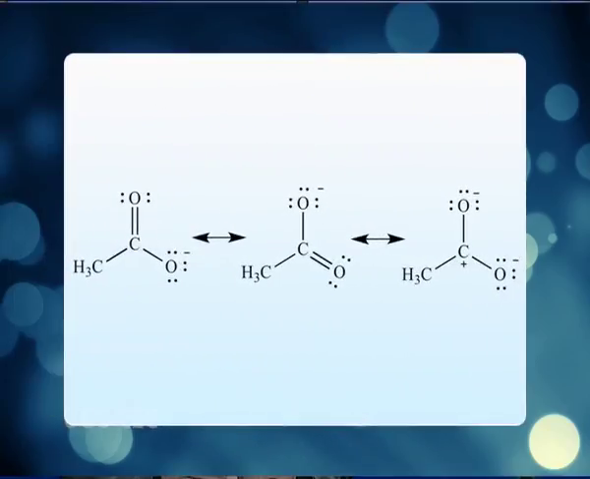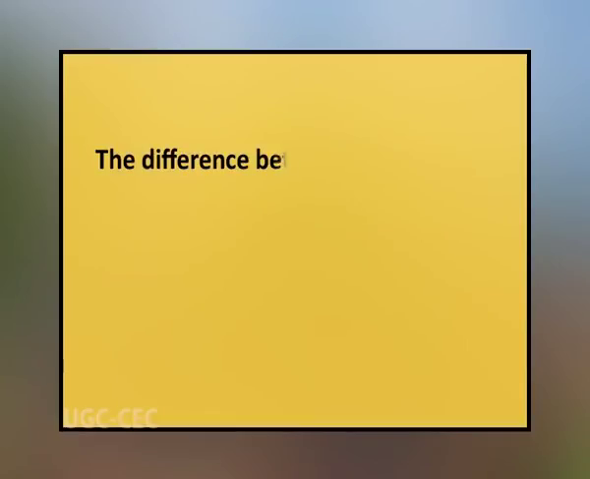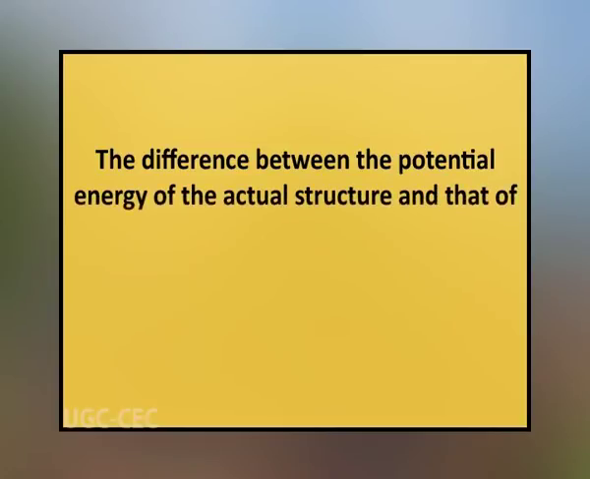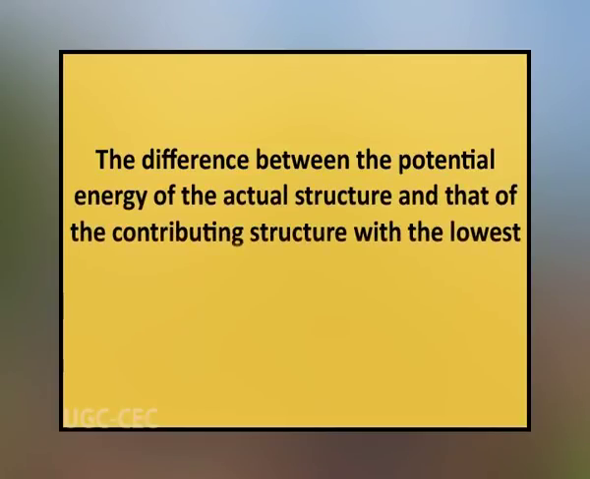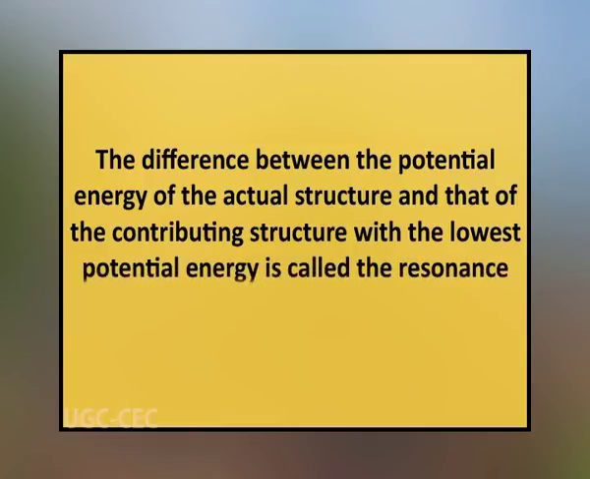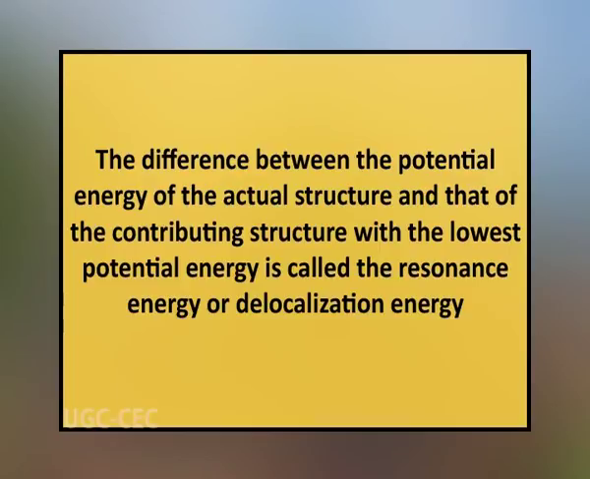Contributing structures differ only in the position of electrons and not in the position of nuclei. Electron delocalization lowers the potential energy of the substance and thus makes it more stable than any of the contributing structures. The difference between the potential energy of the actual structure and that of the contributing structure with the lowest potential energy is called the resonance energy or delocalization energy.